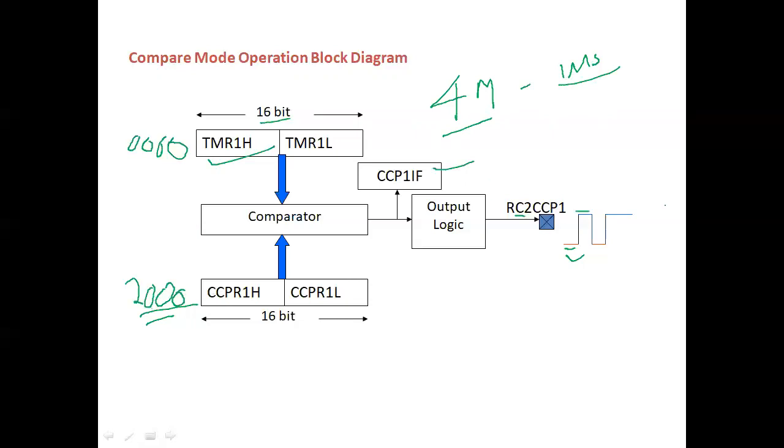So if you want to generate a timing signal, active high and active low, through the RC2 pin every 2 milliseconds, you can use the CCP module in the compare mode of operation and set the corresponding value in the CCP register. This is the way the CCP module is used in system design. This concludes the compare mode of operation of a CCP module.